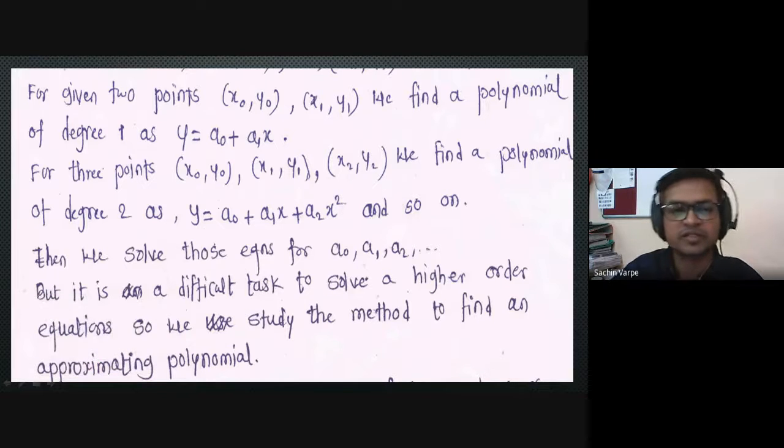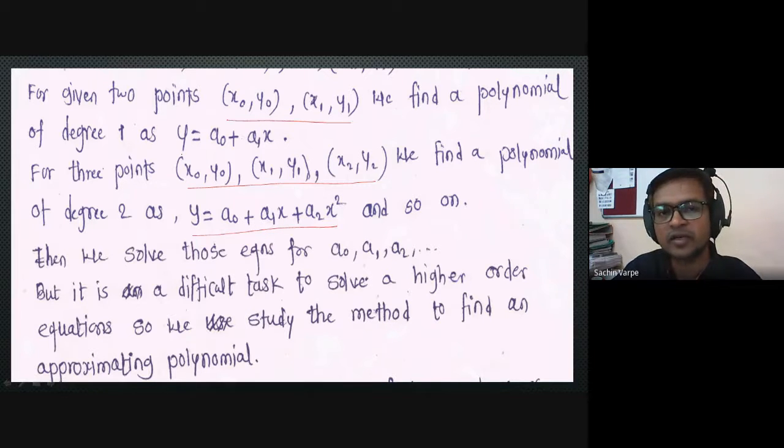One thing you need to understand is that for these three points, we can find a polynomial of degree 2. For 2 points, we find a polynomial of degree 1. If 4 points are given, then we can find a polynomial of degree 3. So for 2 points, we find a polynomial of degree 1. For 3 points, a polynomial of degree 2. For 4 points, a polynomial of degree 3, and so on. How that works, we are going to discuss.